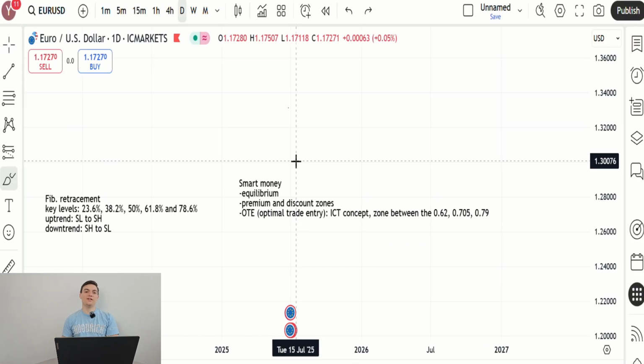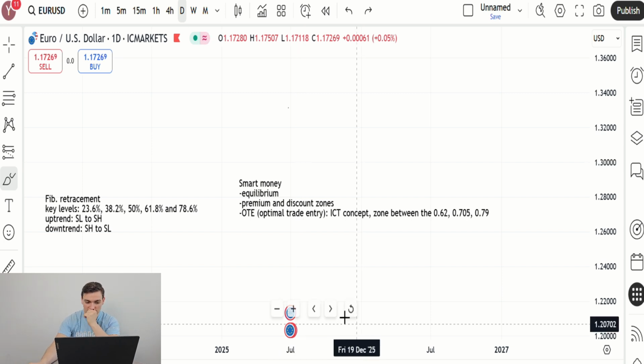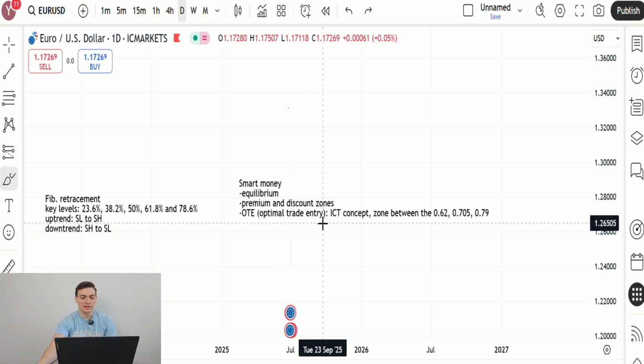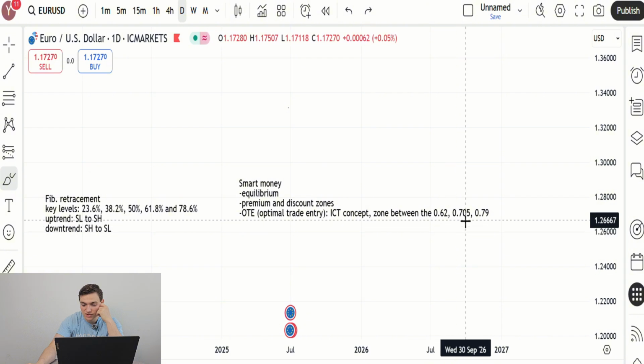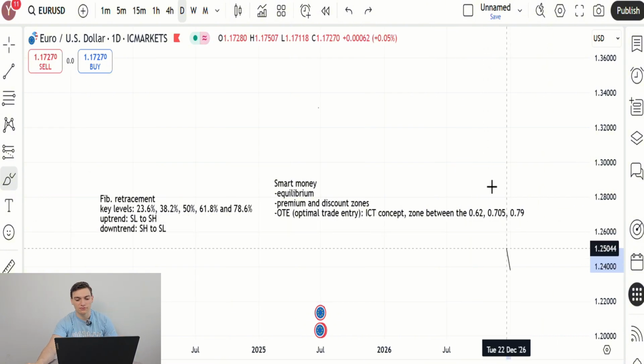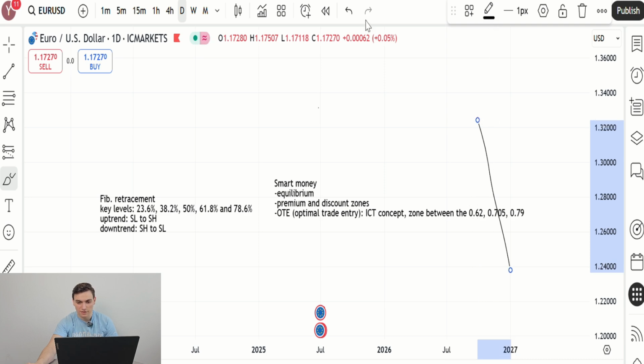Okay, and to finish this video, the OTE is really famous, really much used between ICT traders. Like I said, it stands for optimal trade entry, and it's an ICT concept. It's the zone between the 0.62, 0.705 and 0.79.